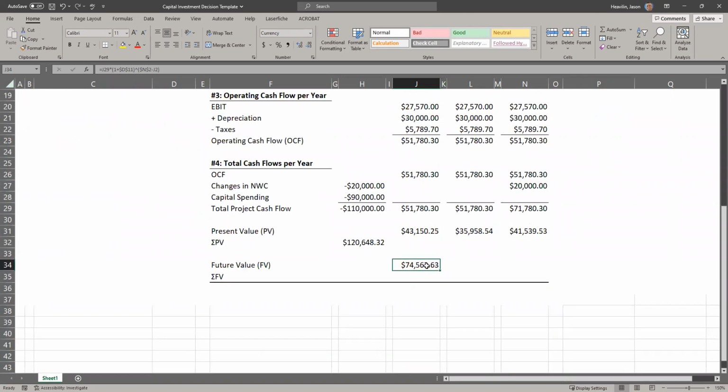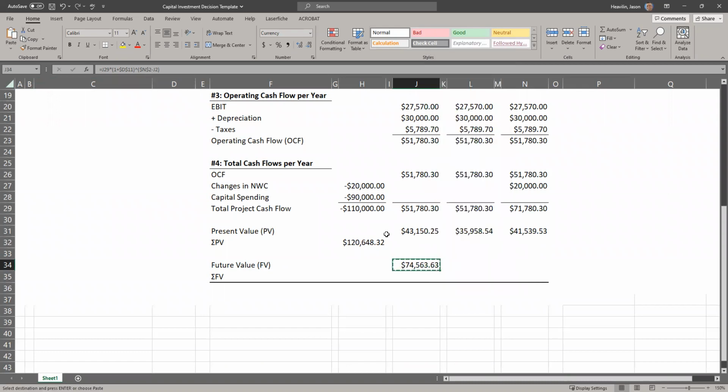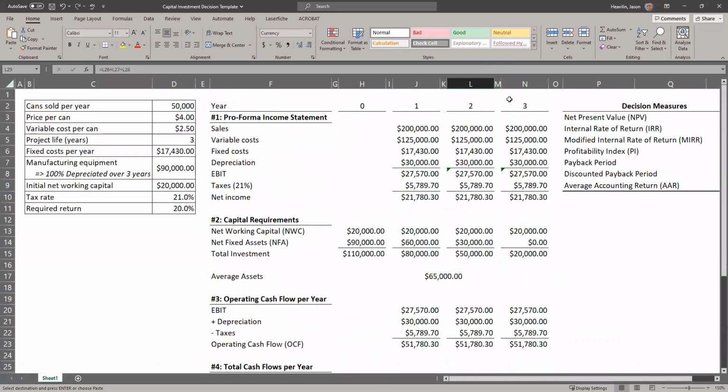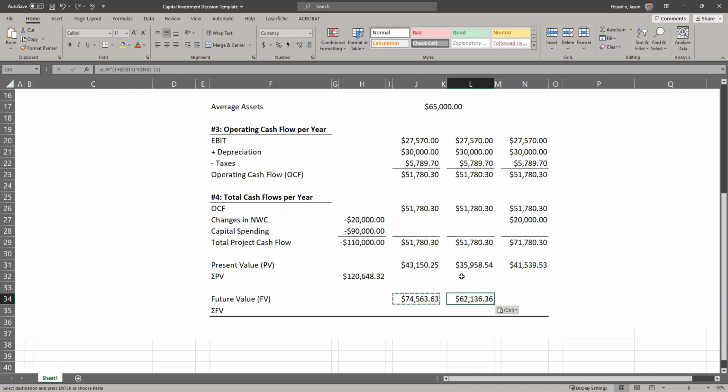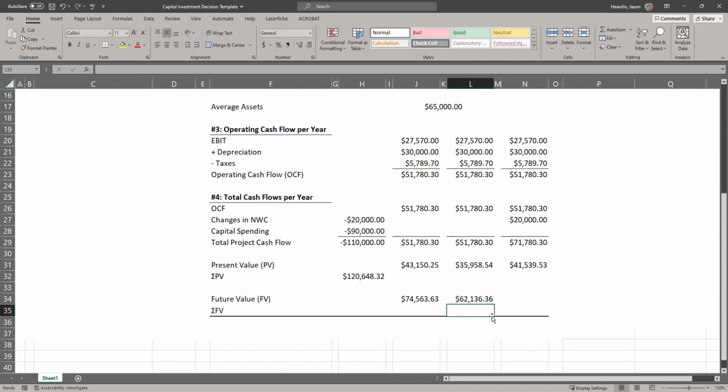Since I locked in some of the values that don't need to move, I can just do this, and it gives me the future value of this cash flow from year 2 to year 3. And once again, part of the key elements is that I did 3 minus 2, 1 period. Same thing, repeat the process.